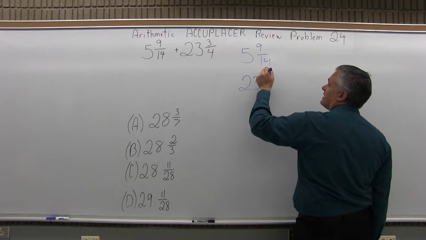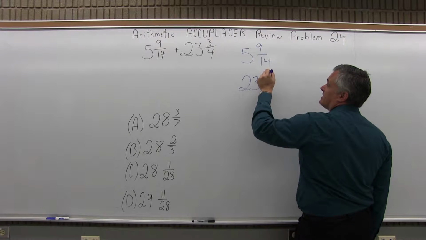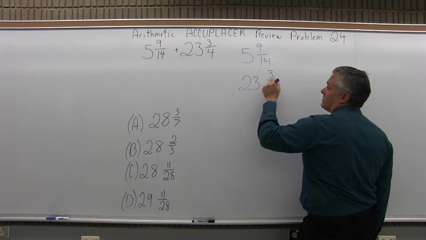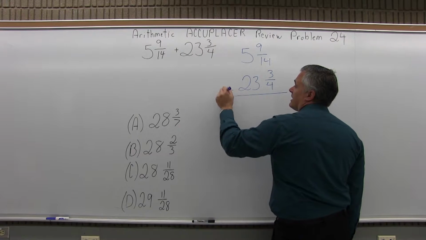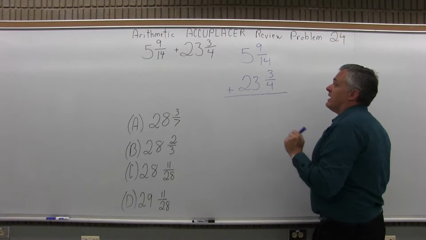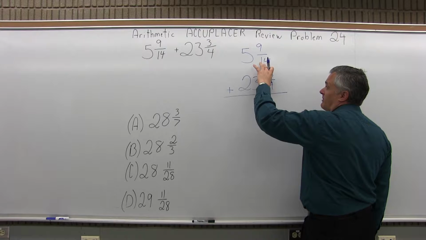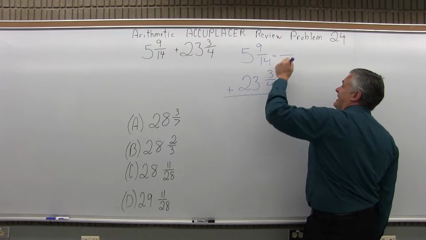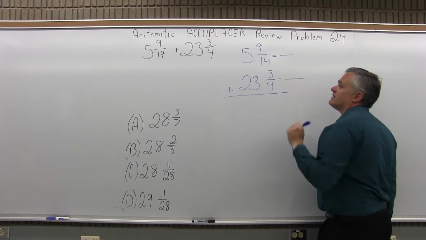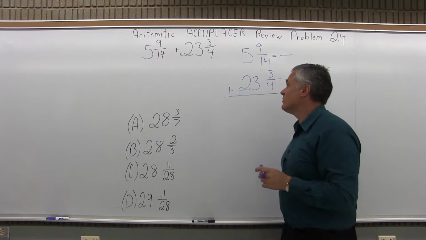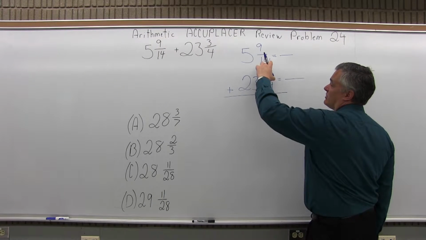So I'm going to rewrite it 5 and 9/14 and above, and underneath it 23 3/4, and make it an addition. Now, because it's an addition, I need to have a common denominator. And there is a process to find the common denominator. Most people might not remember it. Probably everybody's seen it. What I do is I just take the larger of the two denominators.